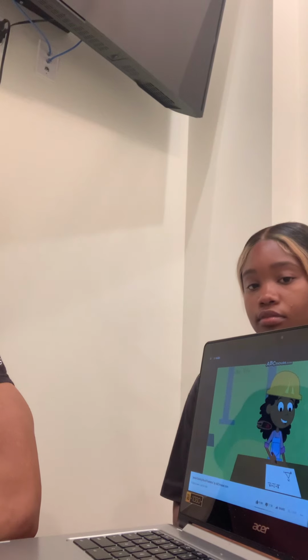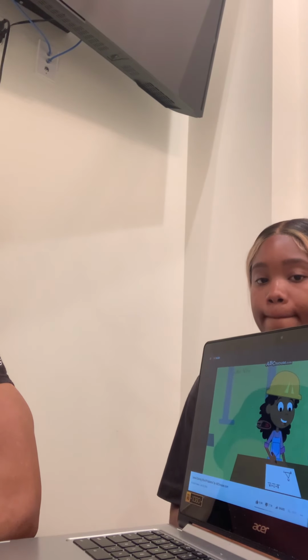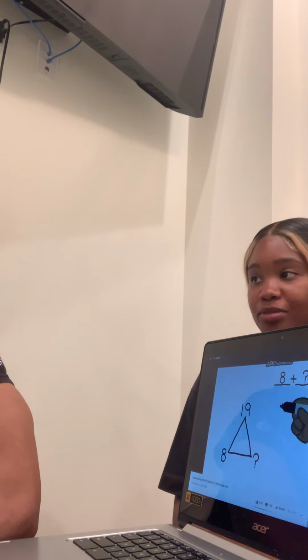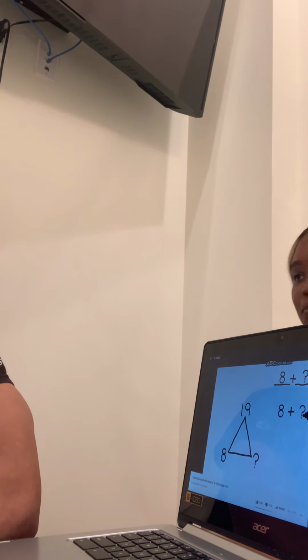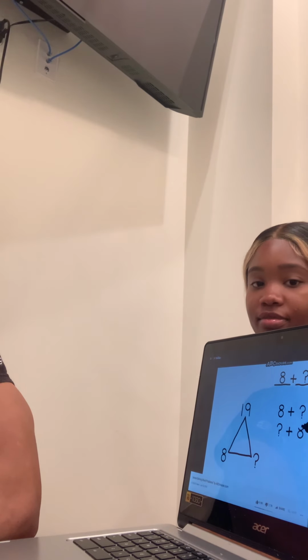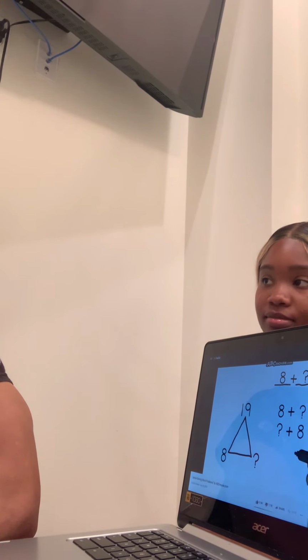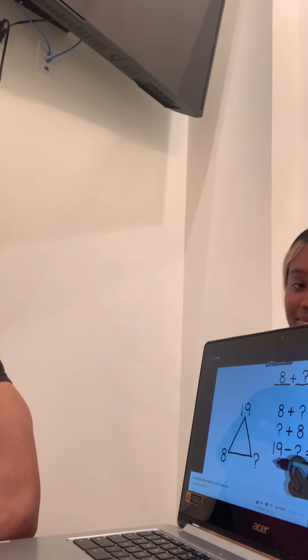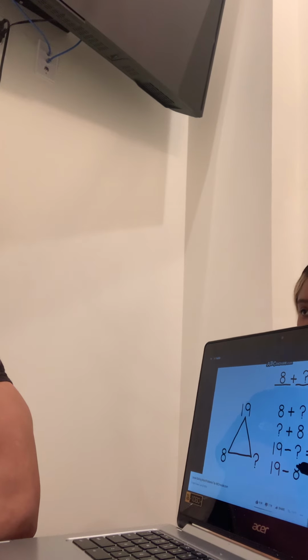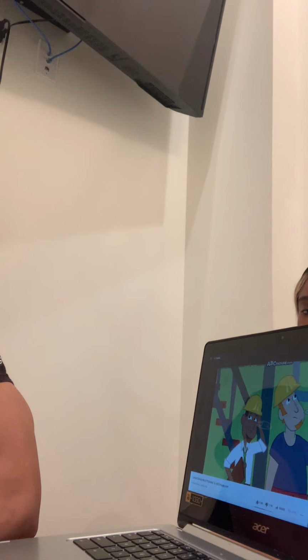Now, I'm gonna write out the 4 facts that go with this number family. Okay. 8 plus question mark equals 19. Question mark plus 8 equals 19. 19 minus question mark equals 8. 19 minus 8 equals question mark. Hey, look at the last number sentence. What does it tell us? You have nice writing? Thank you.